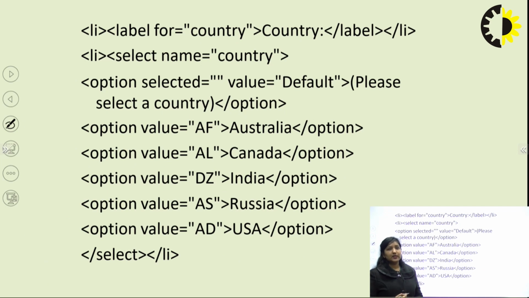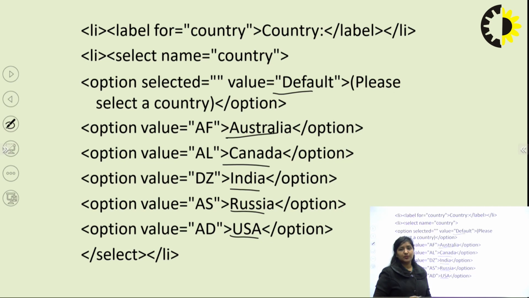Another list item is the country. In the country, again we have a label for the country. Select name for the country, that means we have a select option. A drop down list will come over here and it will have the names of the various countries. By default, we can have any country, suppose Australia, Canada, India, Russia, USA, anything. Whatever country names we want to give as options for the drop down menu will come over here.